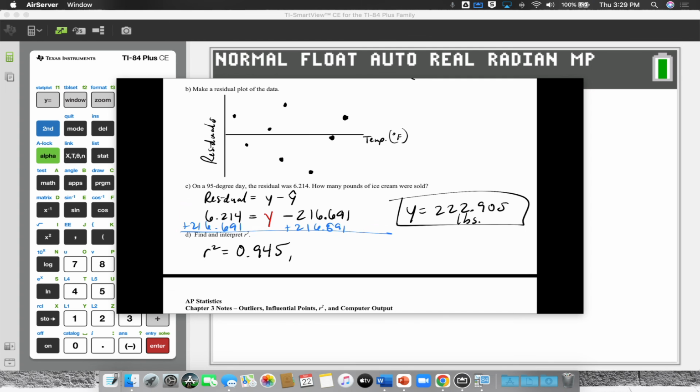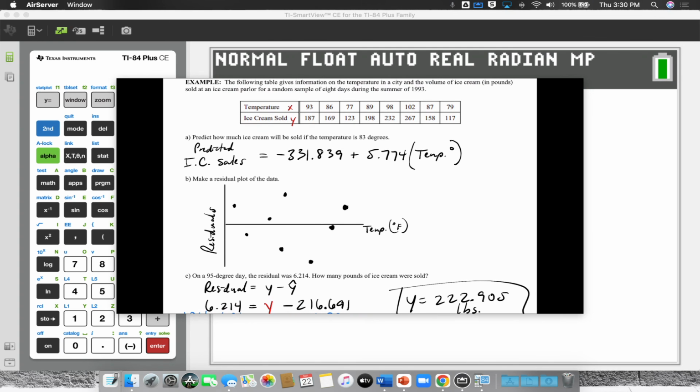So instead of saying Y and X, say temperature and ice cream sold. 94.5% of the reason why ice cream is being sold the way it is is due to the temperature. That's almost 100% of the reason. That's pretty much the reason why. Makes sense, right? If temperature is high, more ice cream is going to be sold. If temperature is low, less ice cream is going to be sold. It's an effect size. What is the effect that temperature is having on ice cream sales?